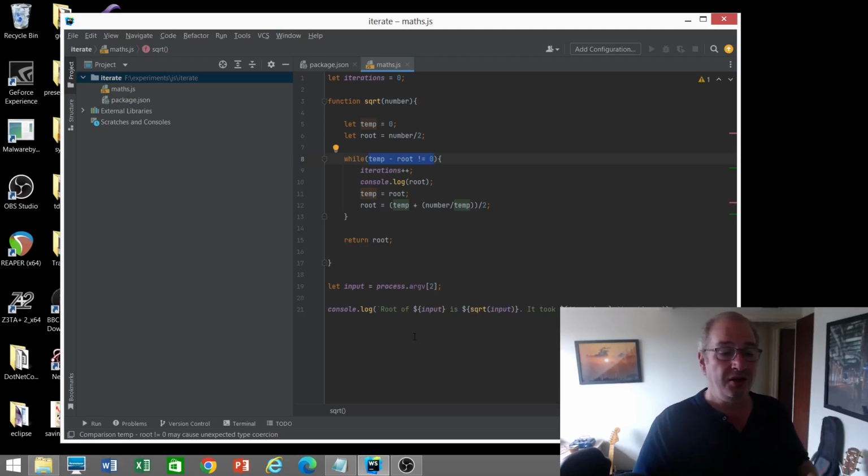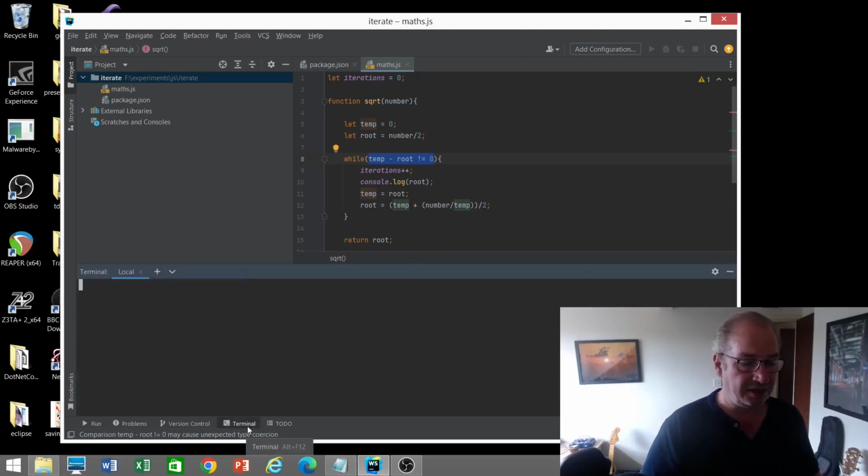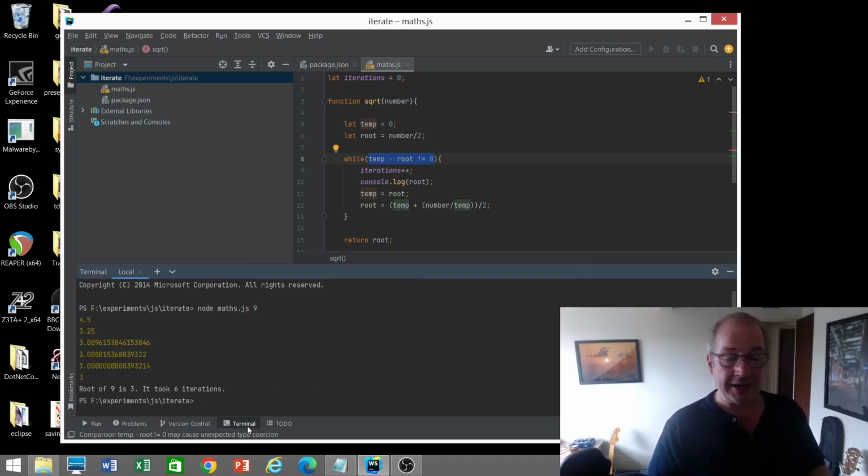So we can see the workings of this if we run it at the terminal. So let's run our maths.js. You can tell I'm English, maths.js, not math. Square root of 9. So the square root of 9 is 3, as we all know, hopefully. And it took 6 iterations, basically, starting with the initial guess of half of 9, 4.5, and then gradually splitting the difference down and down and down as the difference is getting smaller and smaller. We converge on the working solution, the correct solution.